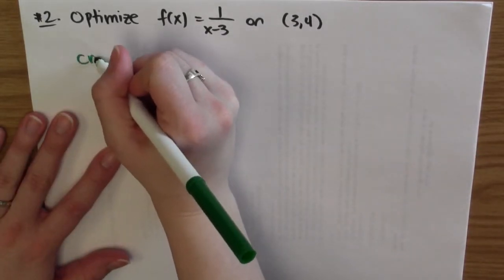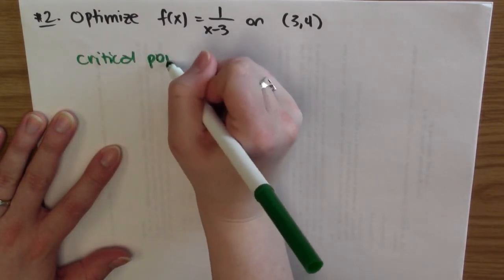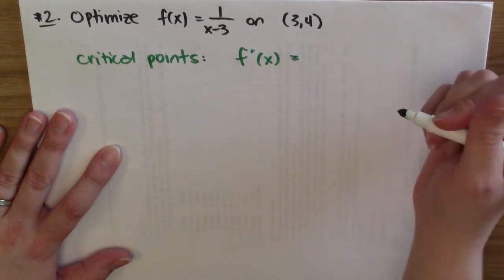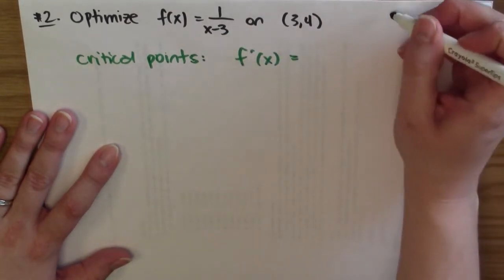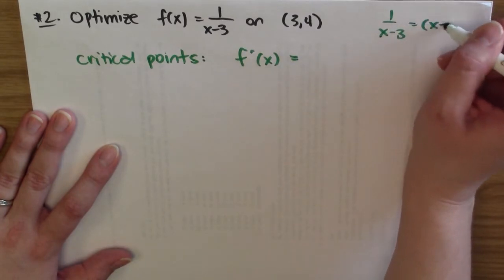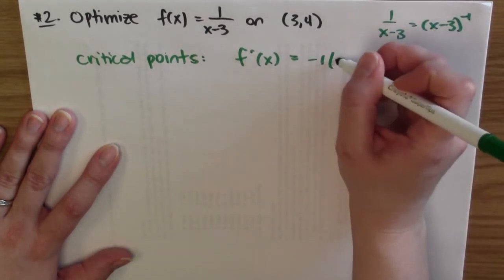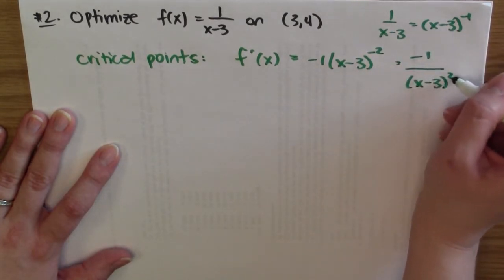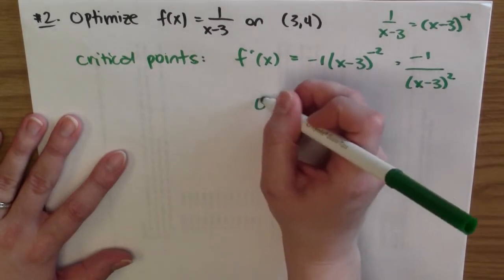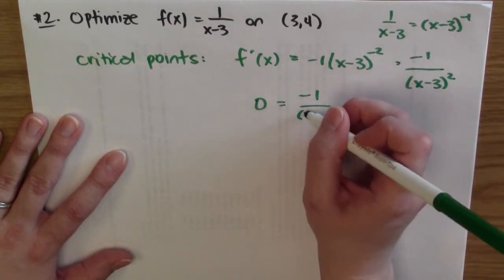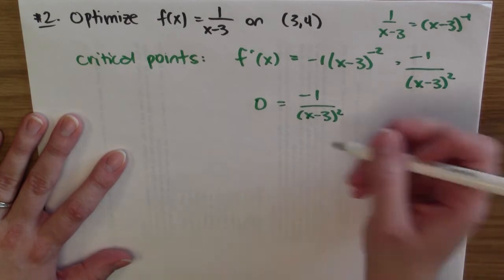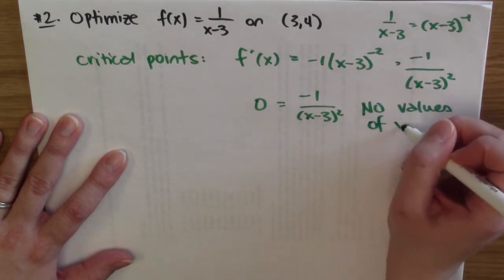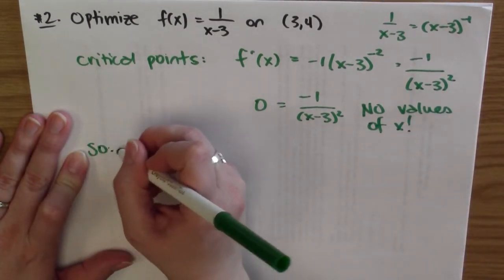points of this function. So the critical points, we take the derivative, f prime of x is equal to, well, 1 over x minus 3 is the same thing as x minus 3 to the negative 1, so we get negative 1 times x minus 3 to the minus 2, or negative 1 over x minus 3 squared. And if we try to set this thing equal to 0, negative 1 over x minus 3 squared, there are no values of x that make this true. So no critical points.